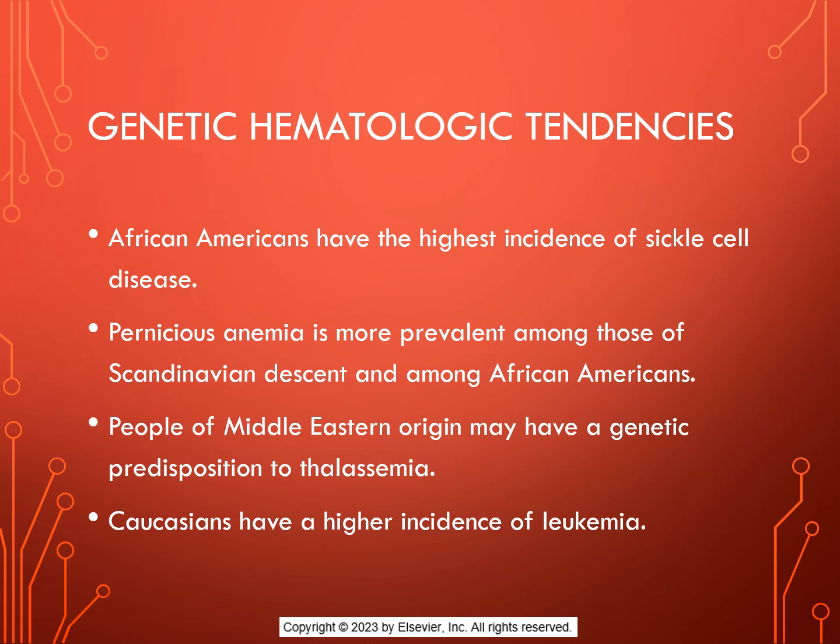African Americans have the highest incidence of sickle cell disease. Megaloblastic anemia is more prevalent among those of Scandinavian descent and among African Americans. People of Middle Eastern origin may have a genetic predisposition to thalassemia. Whites have a higher incidence of leukemia, followed by Hispanics. On page 337, within box 15.1, you can also read about some factors that can alter the function of the hematologic system.